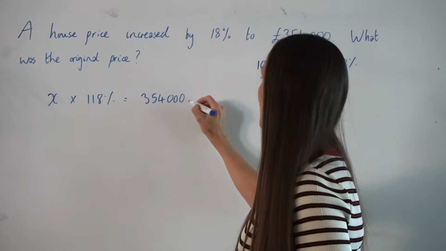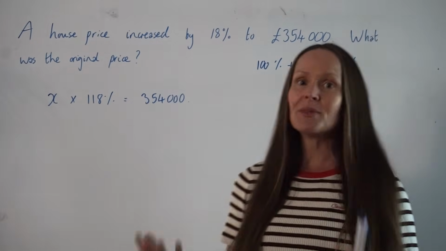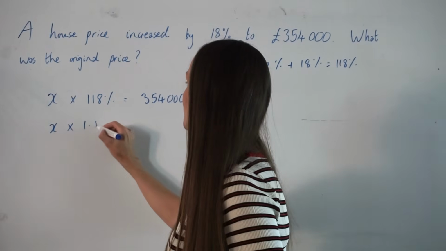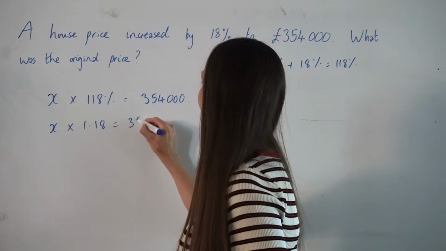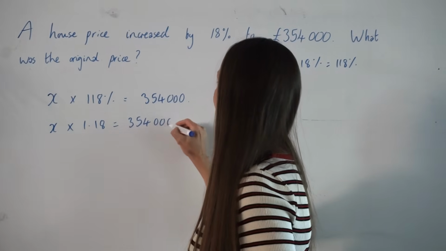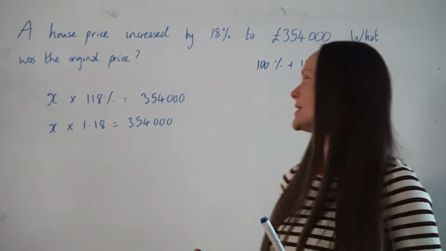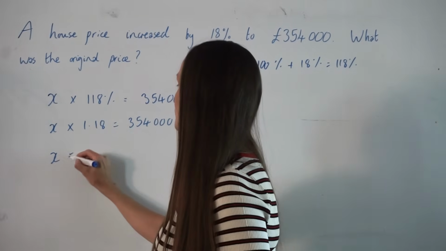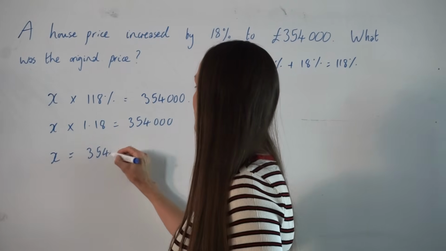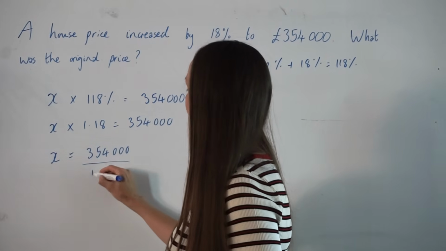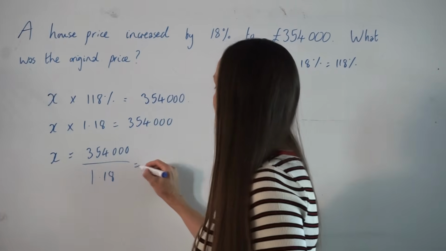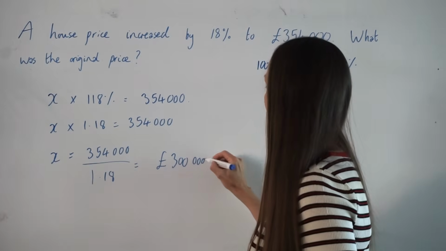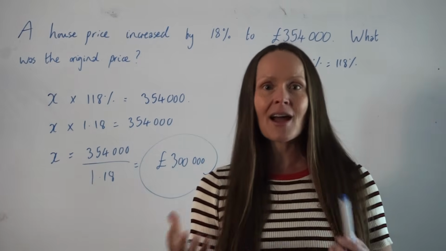£354,000. Okay, so now I'm just going to rewrite that percentage as a decimal. So X is being multiplied by 1.18. And now if I'm solving to find X, I need to divide both sides of this equation by 1.18. So X is equal to 354,000 divided by 1.18, which equals £300,000. Okay, so that's the original price of the house.